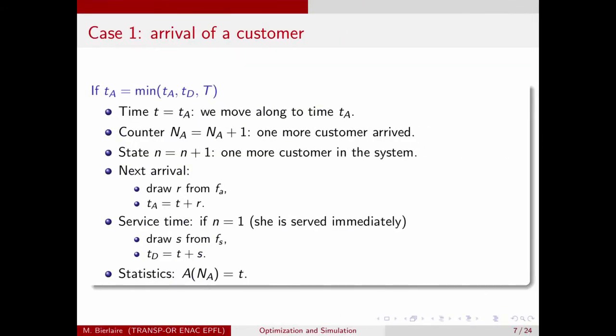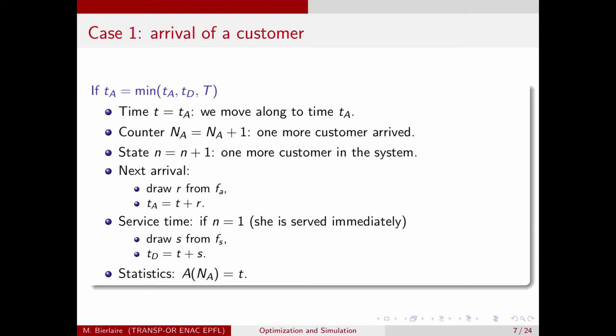Now what we will have to do is that for each event, we have 3 events, we'll have to decide how it will affect the system, meaning how it will affect the variables and the list of events that we have in our simulator. So we will take these 3 events one by one. So the first case is when we treat the event arrival of a customer. It means that in this case, TA is the smallest of the 3 time tags of the events. So the next event is the arrival of a customer.